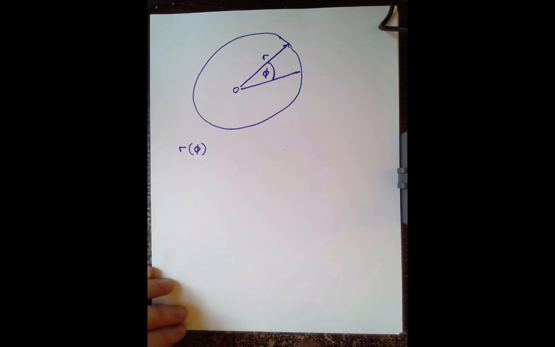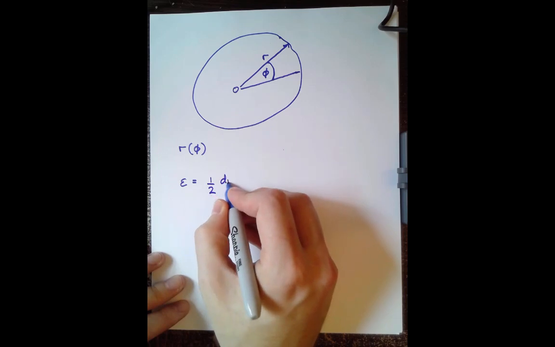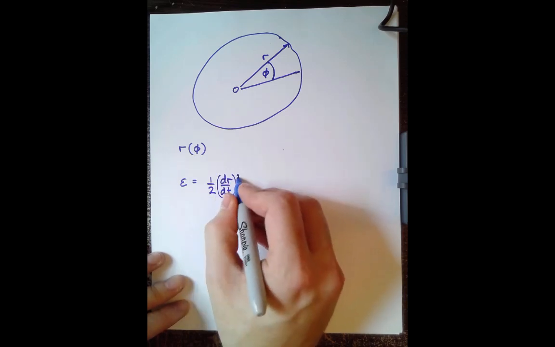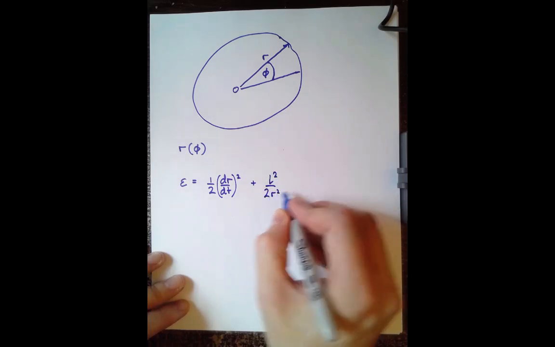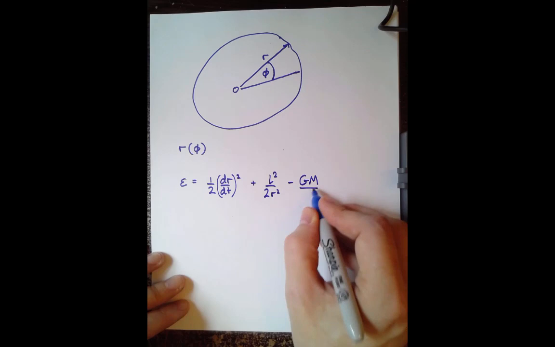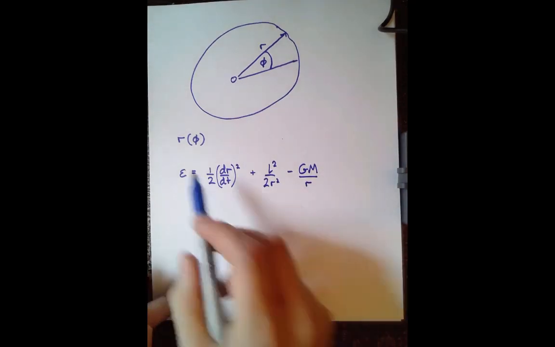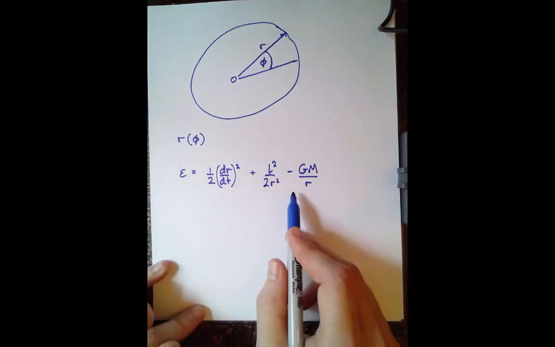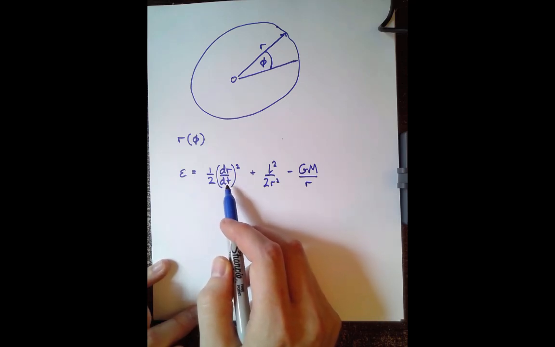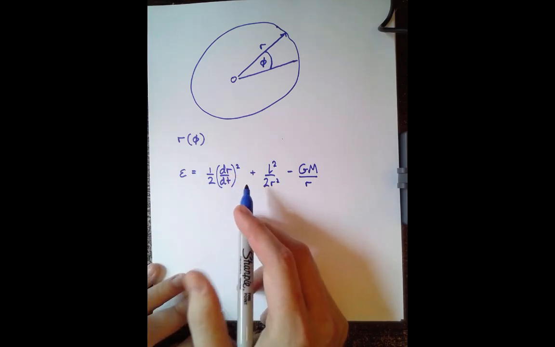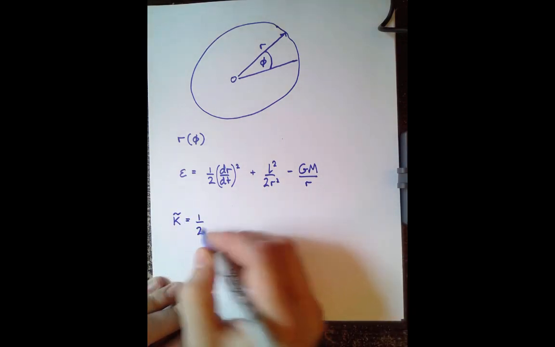Now, going back to our total energy and writing that out, that's a half (dr/dt) squared, which is our radial kinetic energy, plus the effective potential energy, L squared over 2r squared minus GM over r. If we're going to do anything with this, we need to recast this equation with this derivative in terms of phi instead of time t. We can do the same chain rule trickery as we did before.